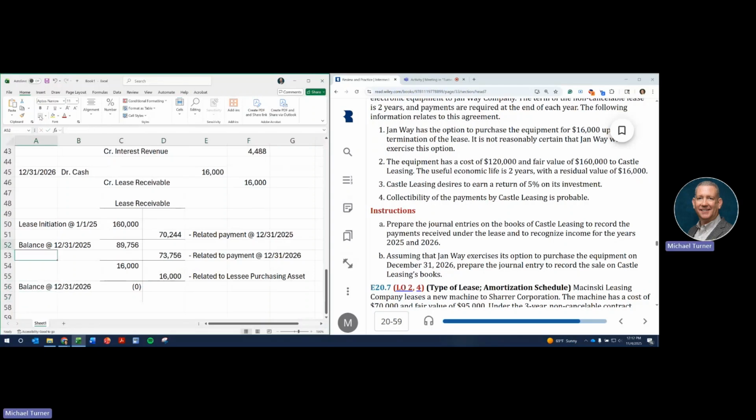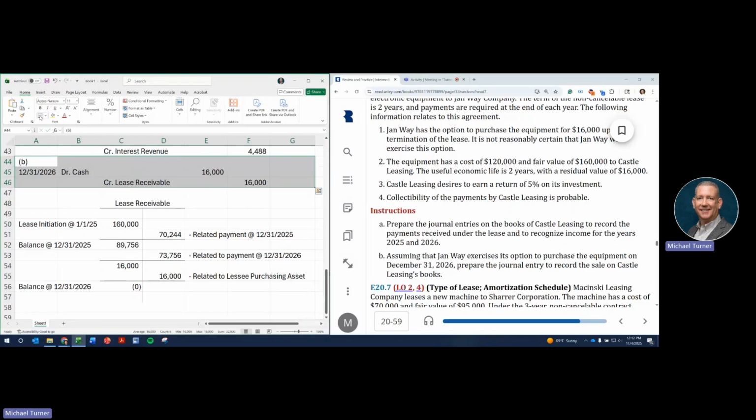By recording the journal entry in B, the lessee, Janway, decides to purchase the asset at the end of the lease. They decide to keep it. And the document said in part number 1 that they had the option to purchase the equipment for $16,000 at the end of the lease. And they decided to do that. We didn't know at the beginning that they would do it, and there was nothing that said that the $16,000 was a bargain. So therefore, we had to wait and see what happens at the end of the lease. And we did confirm that they actually did that.